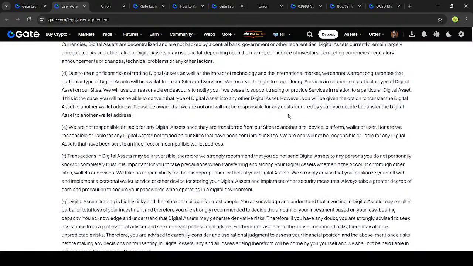So due to the significant risk of trading digital assets, as well as the impact of technology and the international market, we cannot warrant that a particular type of digital asset will be available on our site and service. We reserve the right to stop offering the service in relation to a particular type of digital asset. In this case, you will not be able to convert that type of digital asset into any digital asset, guys.